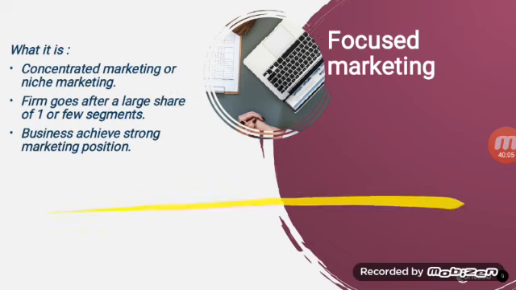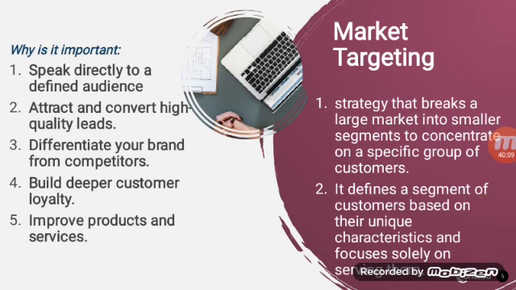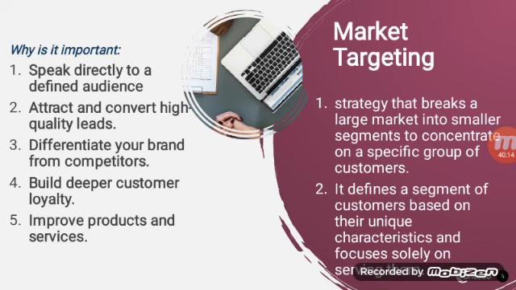So that's it. Let's just recap a little bit of what we have learned today. We recapped last week's part, which is market segmentation, and then we looked at market targeting strategies. So how many market targeting strategies are there? Four. That would be undifferentiated marketing, differentiated marketing, focus marketing, and customized marketing.